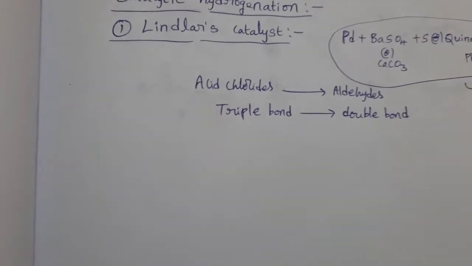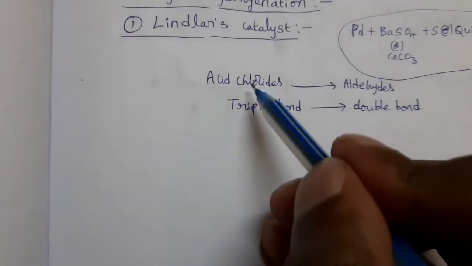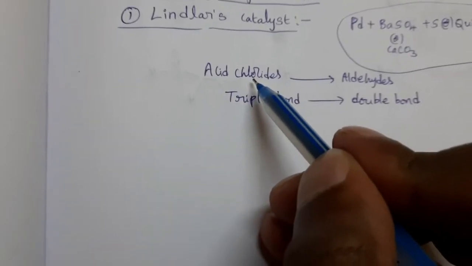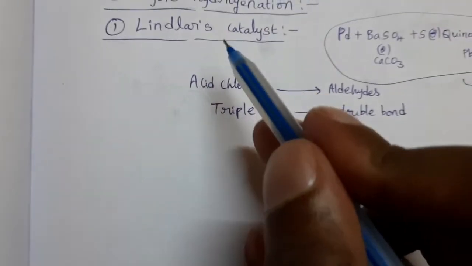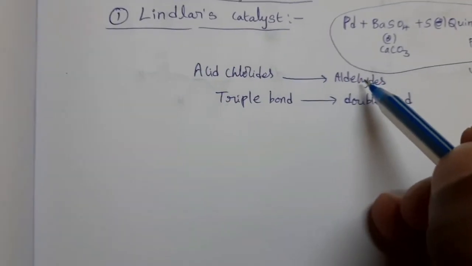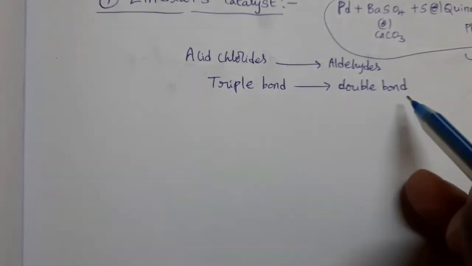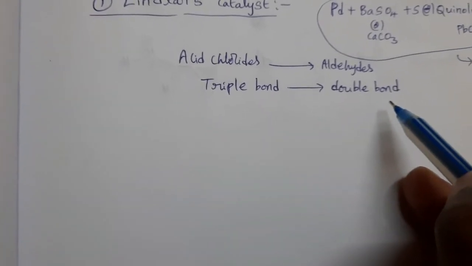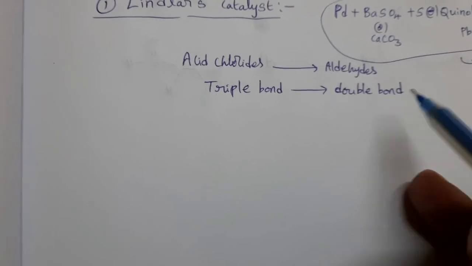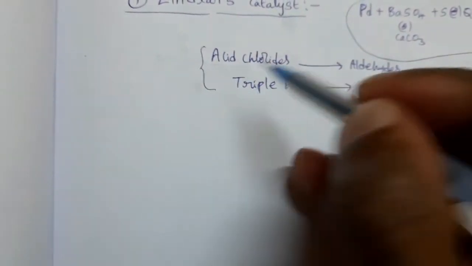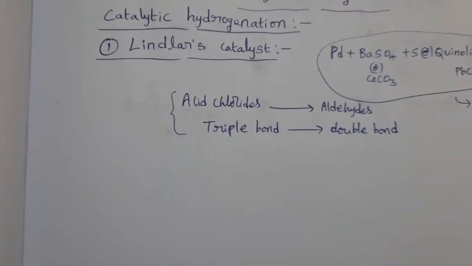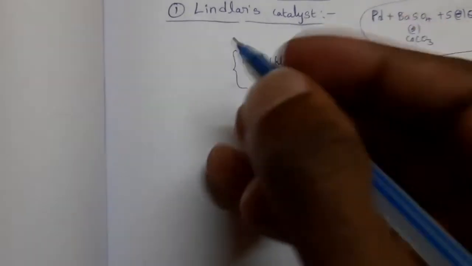So in the given reaction, acid chloride is the reactant, Lindlar's catalyst is the reagent, then the product is aldehyde. And in the reactant, if a triple bond is there, then on the product side it can be changed to double bond. So in these two situations, we can use this Lindlar's catalyst. See the example.